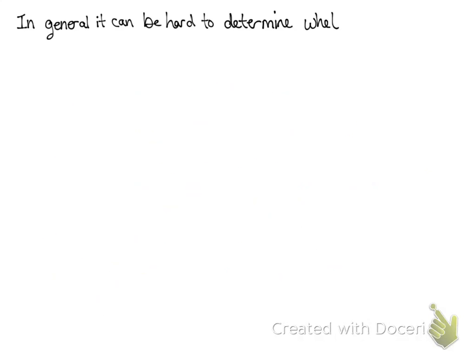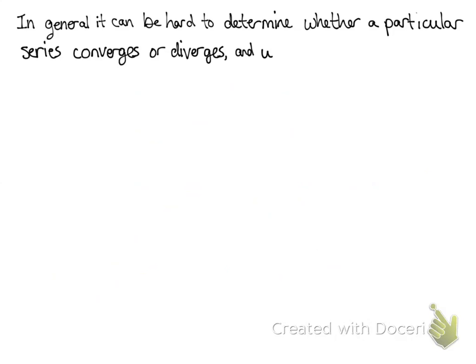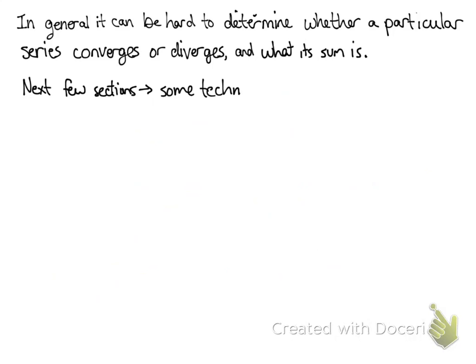In general, it's a very hard question to figure out whether a particular series converges or not, and if it converges, what its sum is. You look at the sequence of partial sums and you analyze it, but that can be quite challenging. What we will be doing in this class for the next several sections is learning and using some techniques to apply to series to tell if they converge or not.